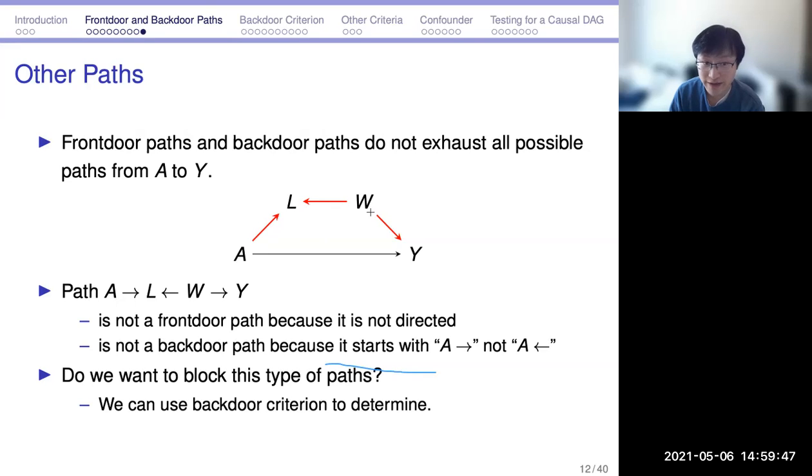It's not a front door path because it's not directed. We have a reverse arrow over here. It's not a back door path because it starts from A to L, not with an arrow into A. So do we want to block this type of path, or are there other situations as well? We can use the backdoor criterion to determine. So let's see.